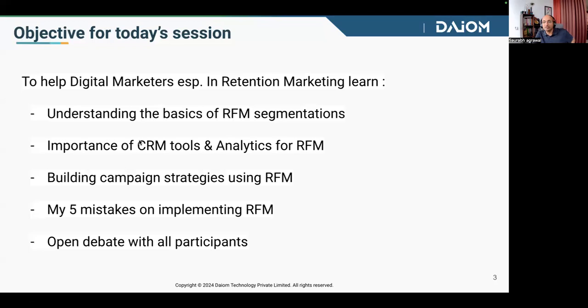So the objective of today's session is to help digital marketers, especially in retention marketing, understand RFM and how to use it. This would require at least a bit of understanding of what RFM, digital marketing and retention marketing mean, and especially RFM, if you have a little exposure to it.